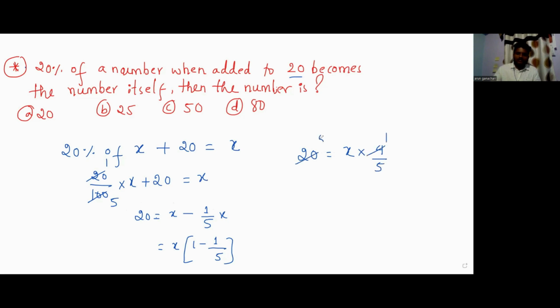20 is equal to x into 4 by 5. 4 ones are 5. 4 5s are 20. X is equal to how much? 5 5s are 25. This is one method. One more method is use your options. How to use your options?